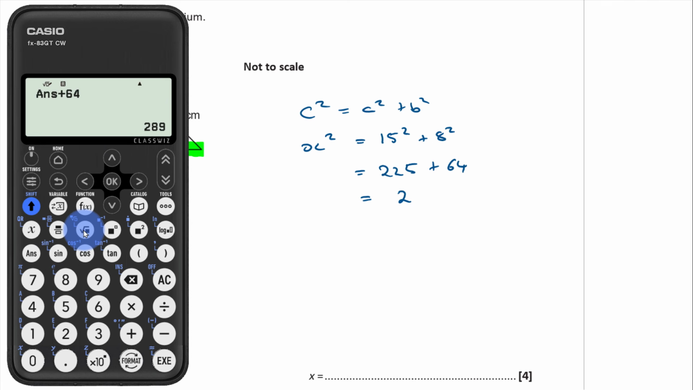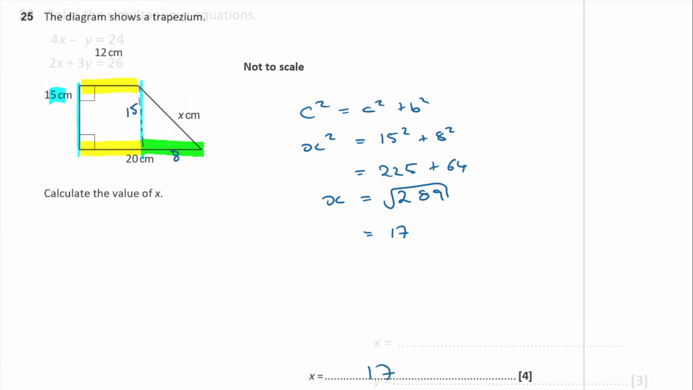So 289. And if I want x, then I'm going to square root 289, aren't I? So root 289, that's 17. So x is equal to 17. So my value of x, 17.